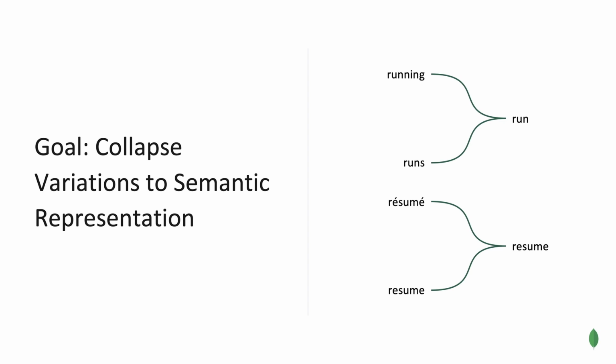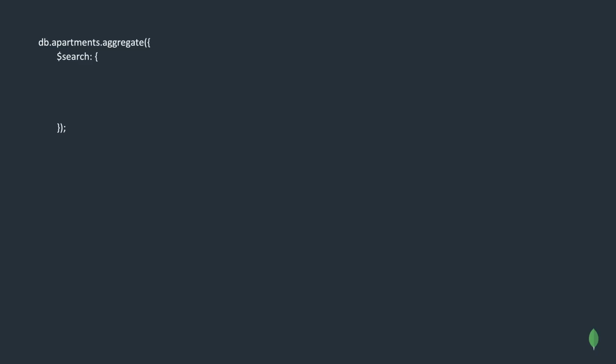So let's look at how we do this in MongoDB. For the sake of example, let's pretend that we're querying an apartments collection holding information about apartments for rent. We're going to build a query here and see how we can execute a full text search query on MongoDB Atlas.